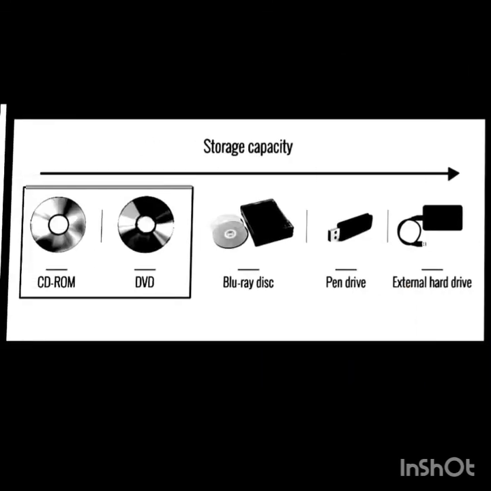Now children, today we have studied about CD-ROM, DVD, Blu-ray disc, pen drive, external hard drive. So these are the secondary memory of the computer, and there are more.